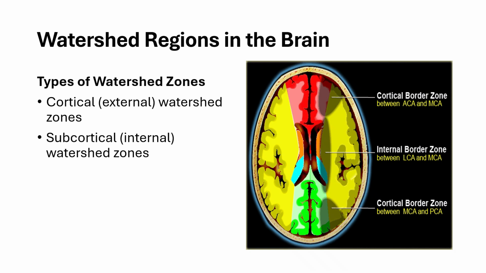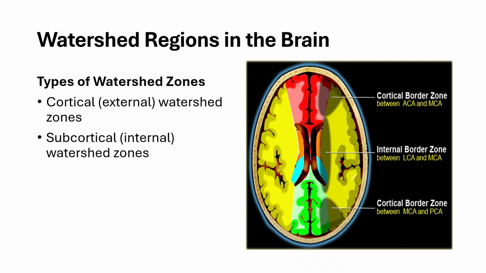So these are the two types. That is the cortical, also called the external watershed zone, between the ACA and MCA in the frontal and parietal convexity, and between the MCA and PCA in the posterior parietal occipital convexity. And the other type is the internal or subcortical watershed zone, seen between the deep and superficial MCA territories and between the MCA and ACA perforators in the centrum semiovale.